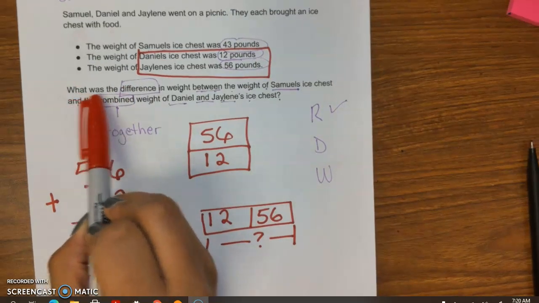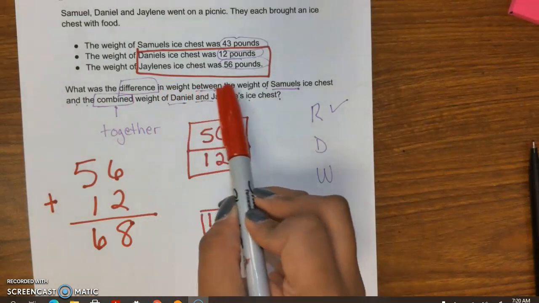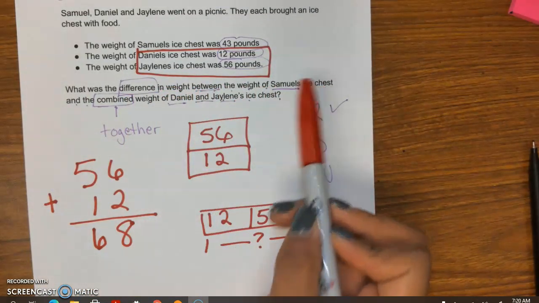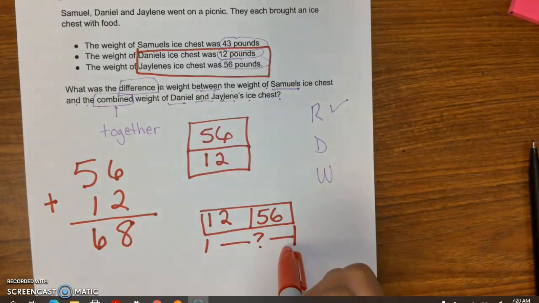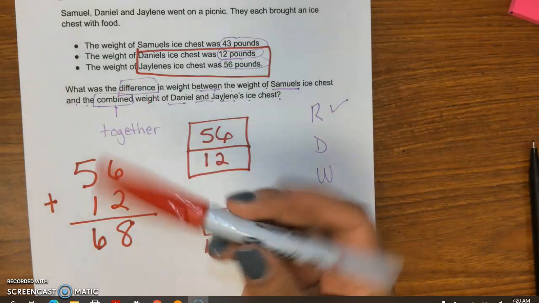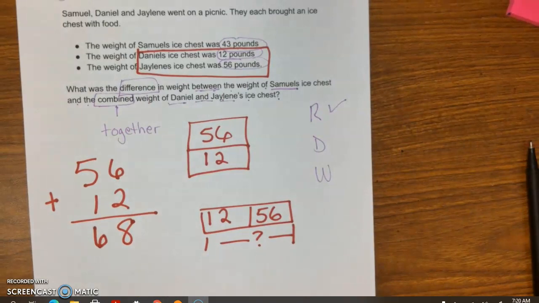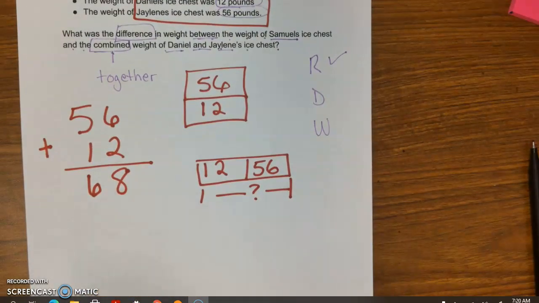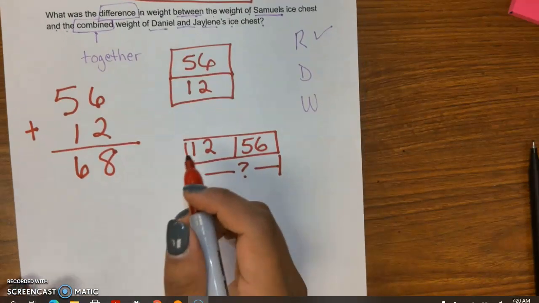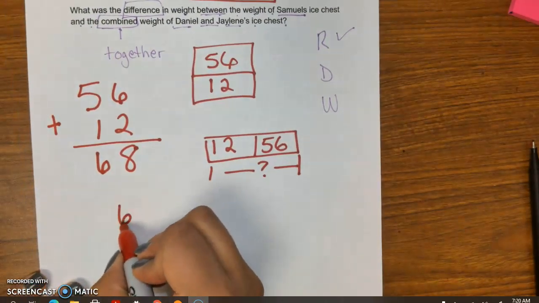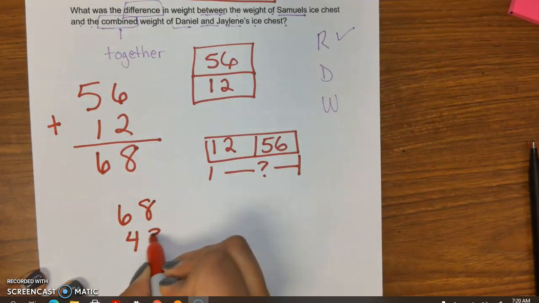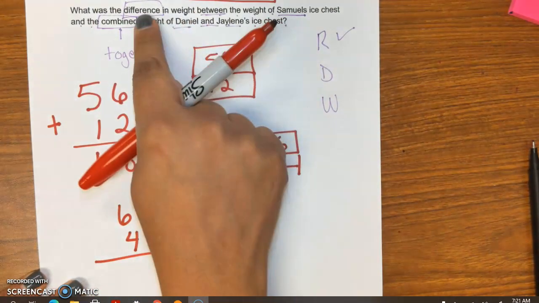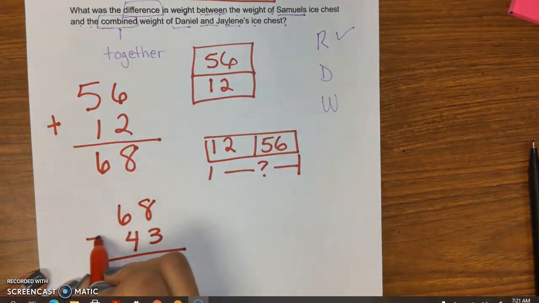Now, at the top, it says there was a difference in weight between the weight of Samuel's ice chest and these two students. So when I'm looking for a difference in something, boys and girls, I'm going to subtract. All right? So I have the two kids, Daniel and Jaylene, but now I need to subtract Samuel. So I'm going to take my 68 and subtract Daniel because he's different. He's the difference in the story.